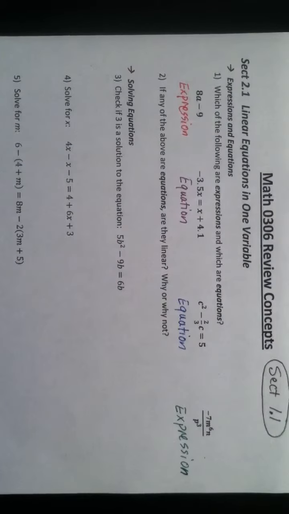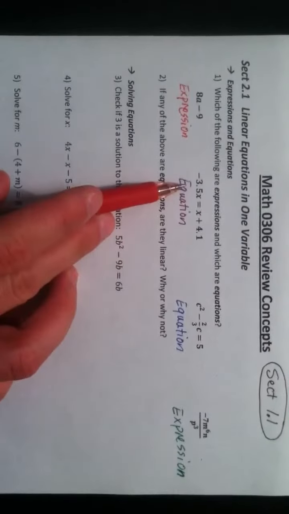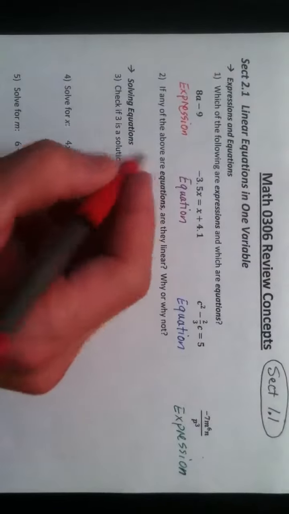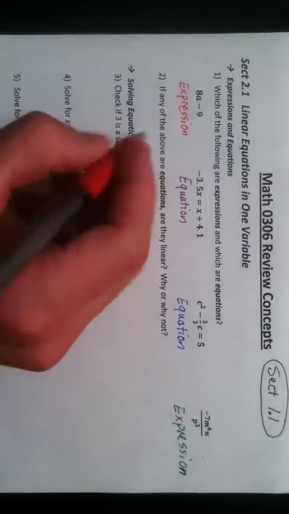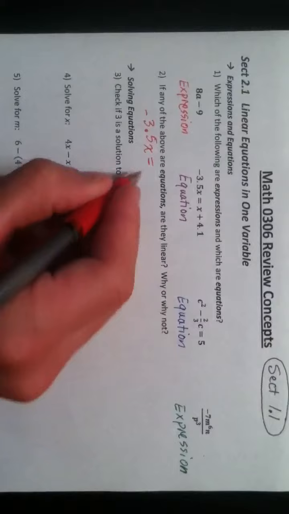The second question, still using those examples, is if any of the above are equations, are they linear? Why or why not? Well, in order to be linear, it means if you were to graph an equation, it would give you a line. But when you're just looking at an equation to determine if it's linear, it's going to be linear if it just has a single power of x, or a single power of whatever variable you're dealing with. So of the two equations we have, only this first equation here, the negative 3.5x equals x plus 4.1, is going to be linear.